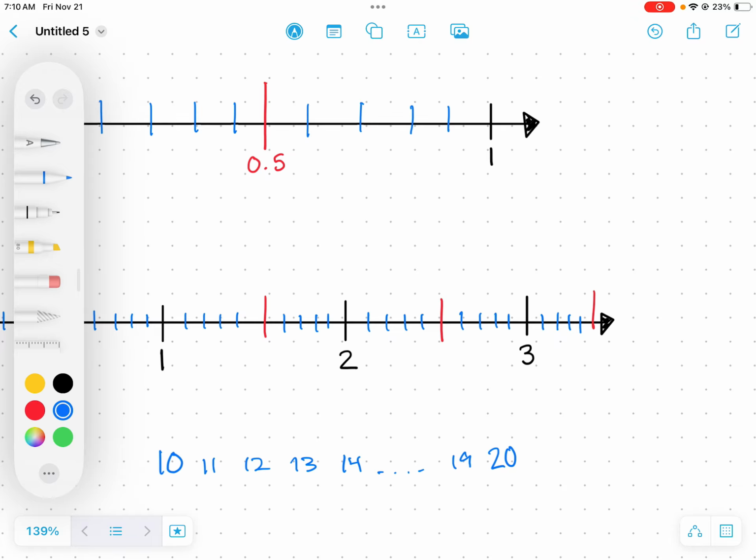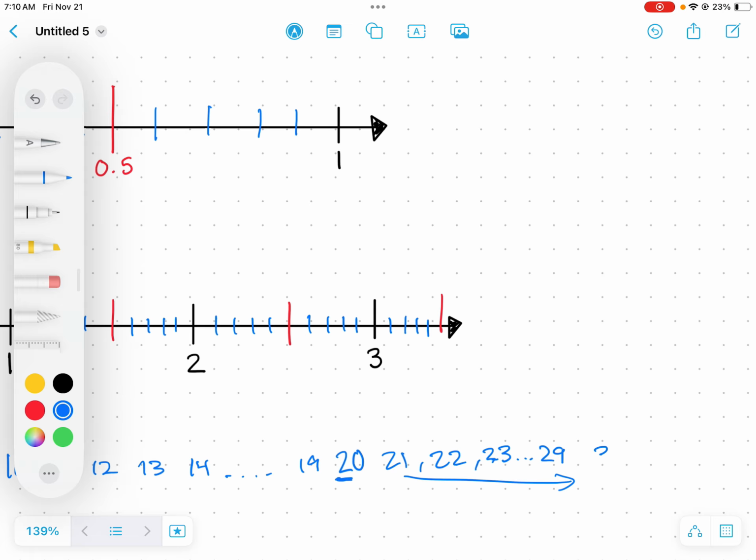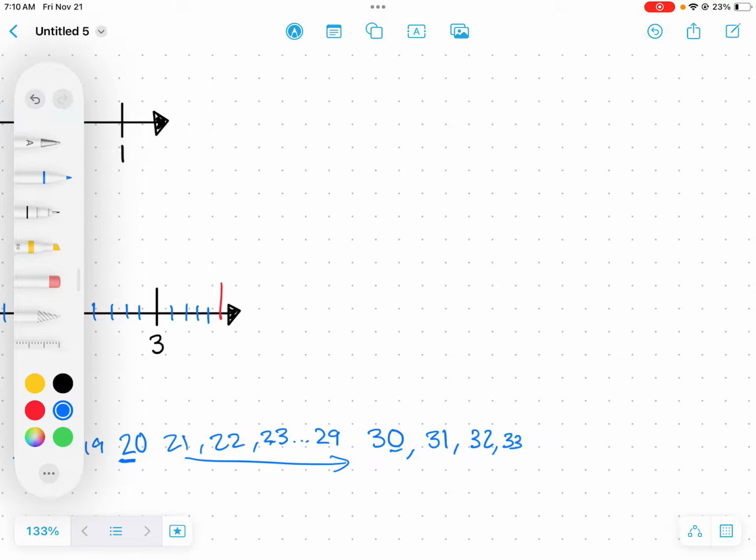Now we count to 9 again, but now there's a 2 in front, right? And then go 21, 22, 23, etc. all the way until we get to 29. So we count to 9 again, and then we change the number that's in front. Now it's a 3, and we start at 0, and we count to 9 again, all the way till we get to 9 again, and then we change the number in front. So now we get to 40, 41, 42, etc.